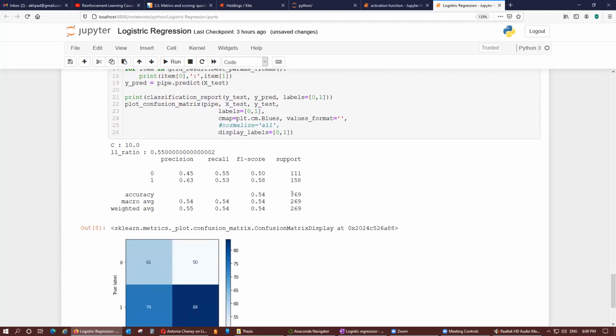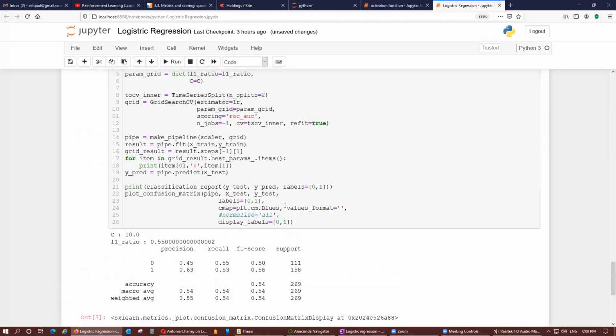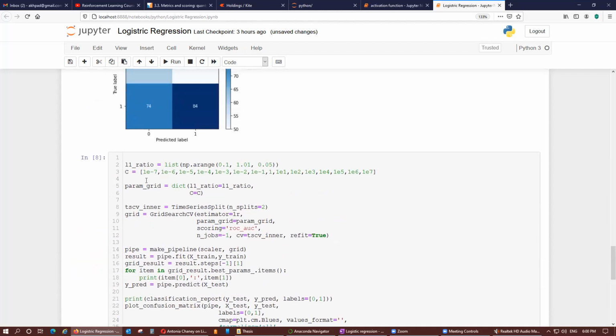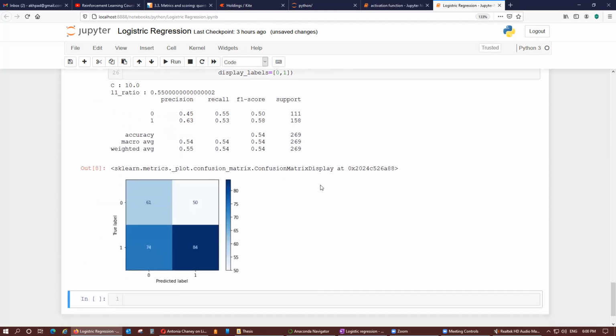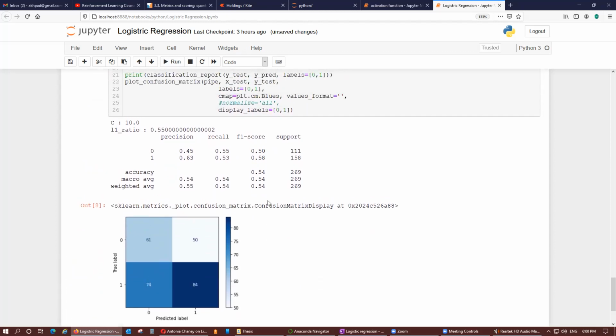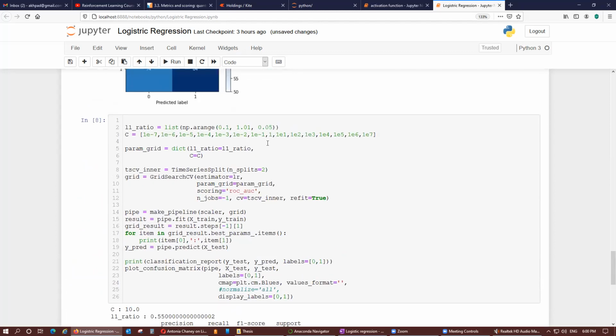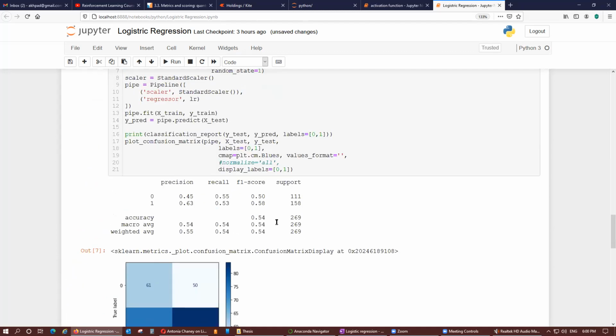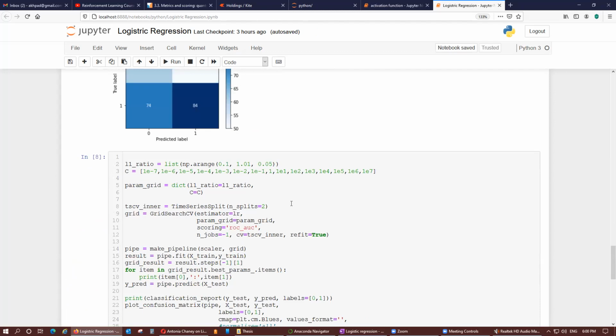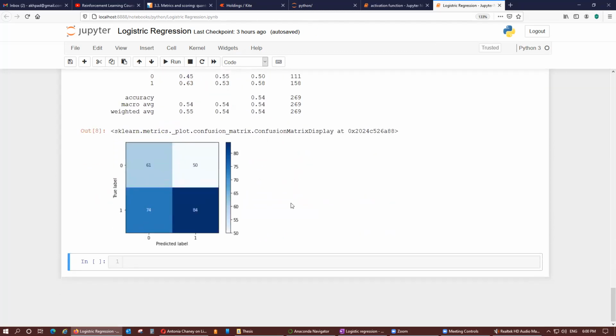See, it is something like this. I have defined the value of C ranging from 1 into 10 to the power minus 7 to 1 into 10 to the power 7, and L1 ratio from 0.1 to 1. So accordingly set up and get this confusion matrix, and accordingly you can change it and get some optimal value. When you get the optimal value, you can specify it over here. So this way you can implement logistic regression in Python.